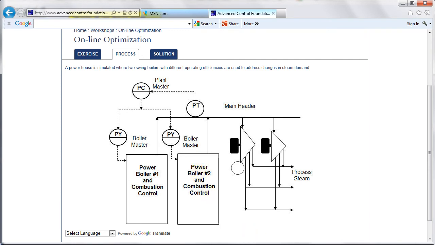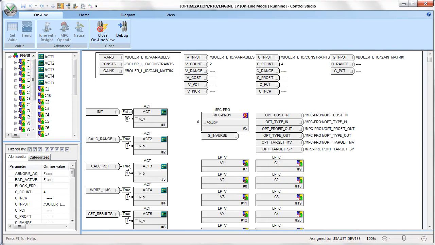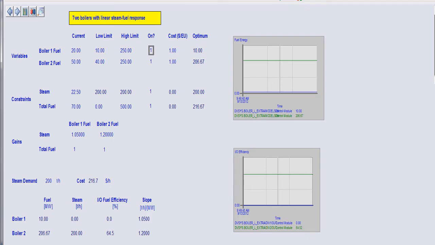So in this workshop, the optimization is being provided by an MPC with embedded optimization, where we're just using the optimizer part of the MPC, that is, the linear programming that is embedded within the MPC. This will be the basis for the optimization shown in this workshop.